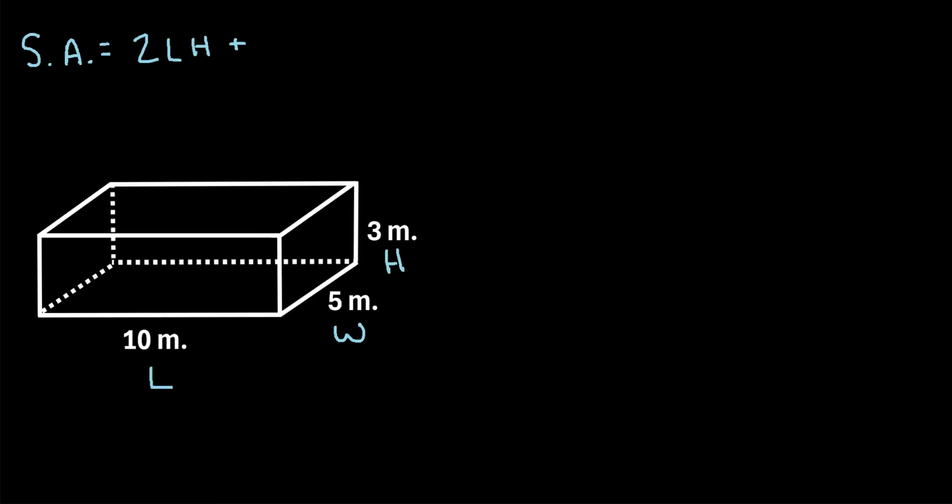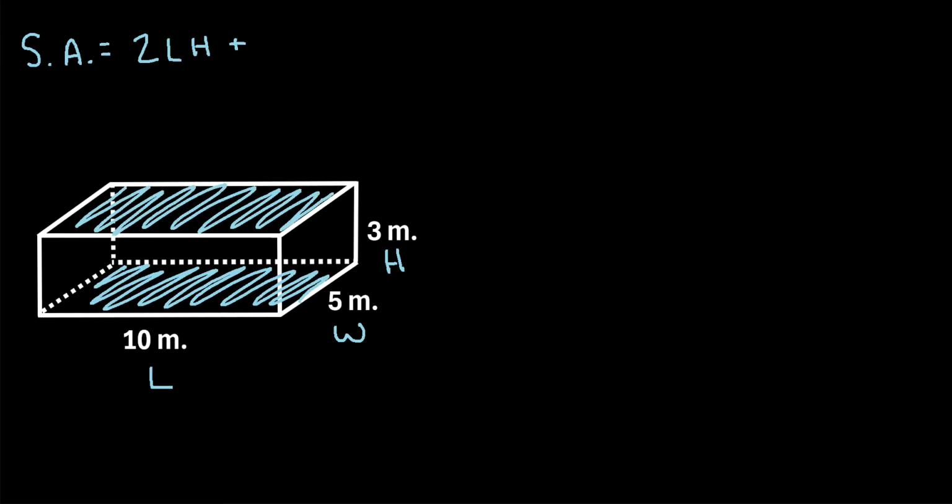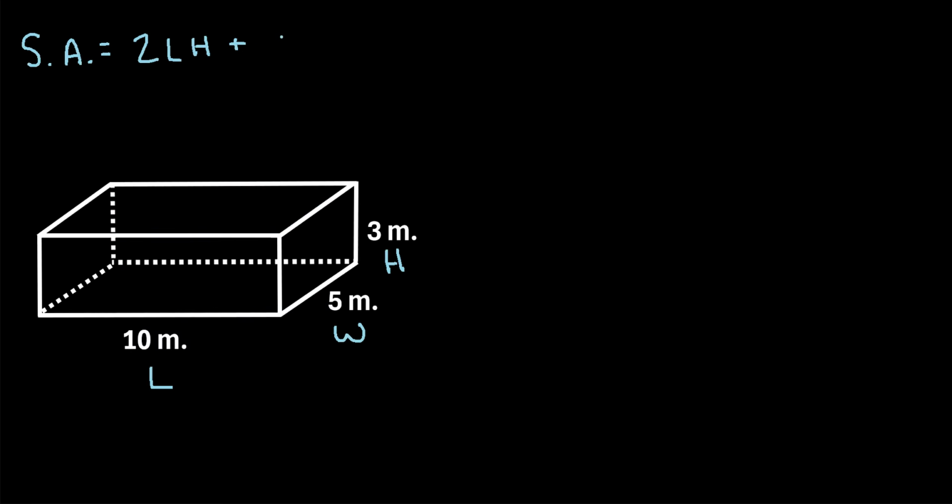And to that we have to add, next we'll find the area of this bottom rectangle right here, which will be identical to this top rectangle right here. So how do we find the surface area of these 2 rectangles? Well, we just need the length times the width. And there are 2 of them. So we'll say 2 times the length times the width.